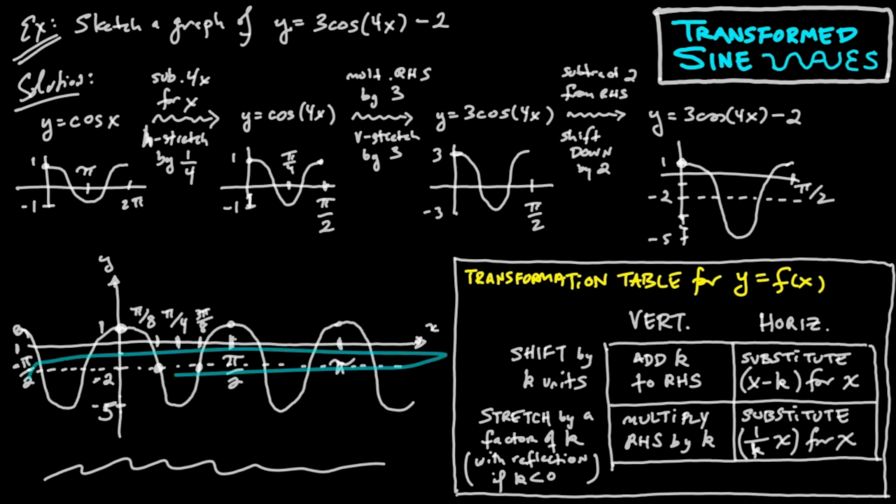We see the midline of -2. We see that we're going up 3 and down 3 from that. So we have an amplitude of 3. We see that the period is pi over 2. And what more could you want? So a bit of a pain, I grant you, but nothing difficult.